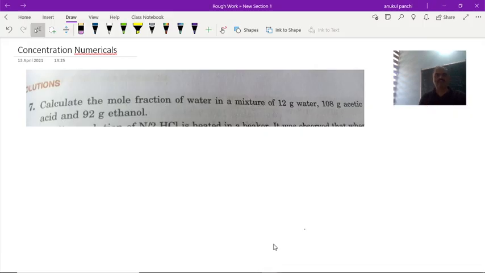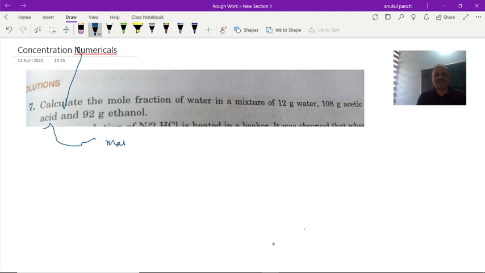This is the numerical. Calculate the mole fraction of water in a mixture of 12 gram water, 108 gram acetic acid, and 92 gram of ethanol. See, in this numerical, you got a solution having three components. One component is water, one is acetic acid, and the third component is ethanol.